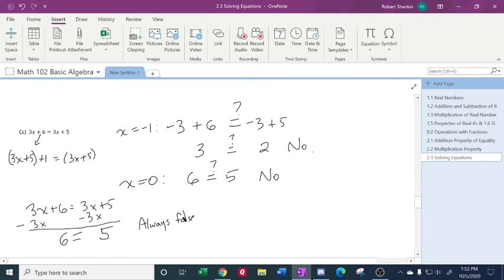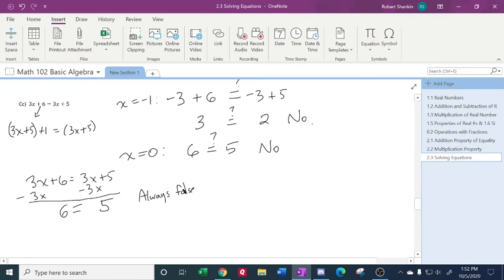What happens when it's always false? Do we make the same conclusion and say that the solution is all real numbers? Wouldn't you say it's no real numbers? This is Randolph. Ah, very good. Instead of the solution is all real numbers, we say there is no solution. There is no solution. That's it.